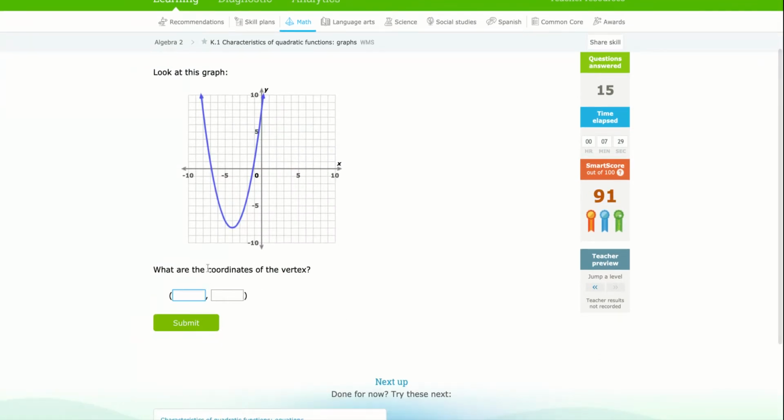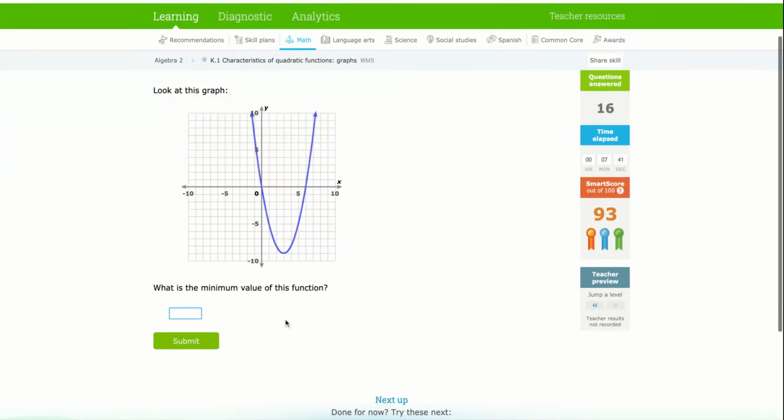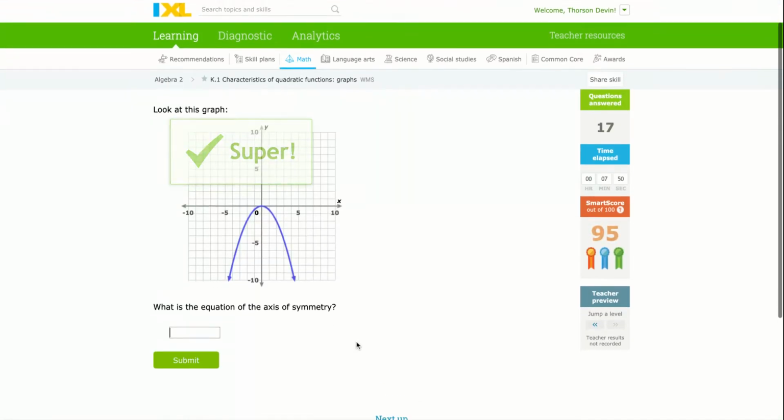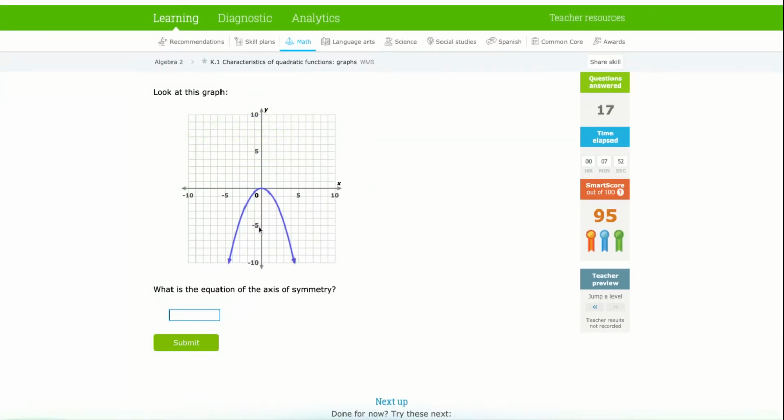Look at this graph. What is the coordinate of the vertex? Again, the vertex is down here, has an x value of -4 and a y value of -8. So (-4, -8). What is the minimum value? It's the very lowest. Again, when they're asking for a minimum value, they're only asking for the y. That's -9. This is the equation of the axis of symmetry. It goes right through the origin. So it's x equals 0, that vertical line, x equals 0.